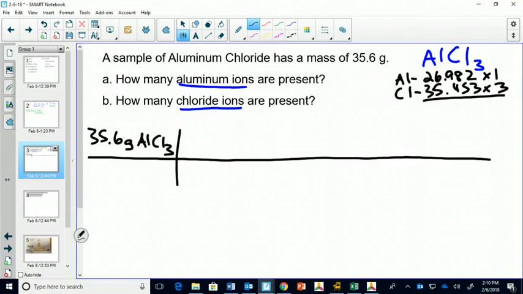I have it. 133.341. 133.341? Not that I don't trust Richard, but just making sure. 35.453 times 3 plus 26.982. So 133 point, what was it? 341. We good there? Okay.